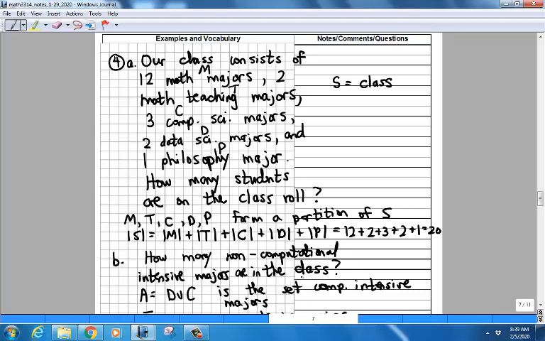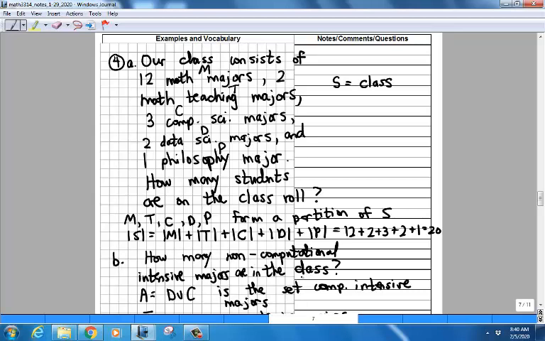We know that we can partition the whole class according to the major of students in the class. I had mentioned that there were 12 math majors and some math teaching majors and some computer science majors and some data science majors. We weren't thinking about double majors. And then one philosophy major in the class. Now we're going to answer some simple questions about the class.